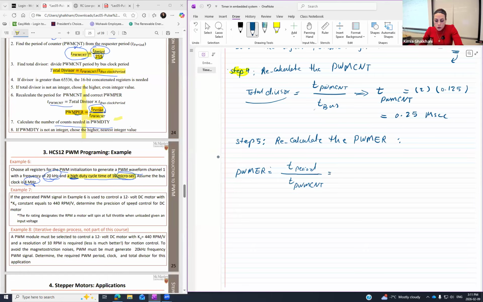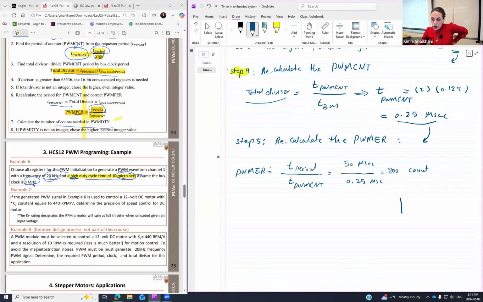So T period was 50 milliseconds, I just showed you. We calculated this together before. And then the 25 milliseconds, I just calculated in here. I use it, so I put it down like in here. So I get it from the previous step, step 4. And then this becomes the 200 counts. Therefore, I can now go ahead and say it takes 200 counts.